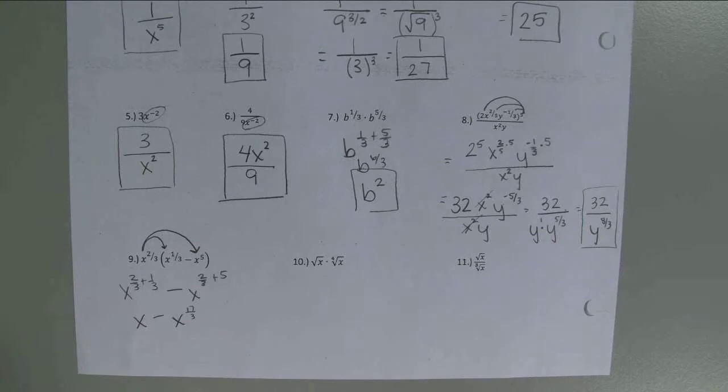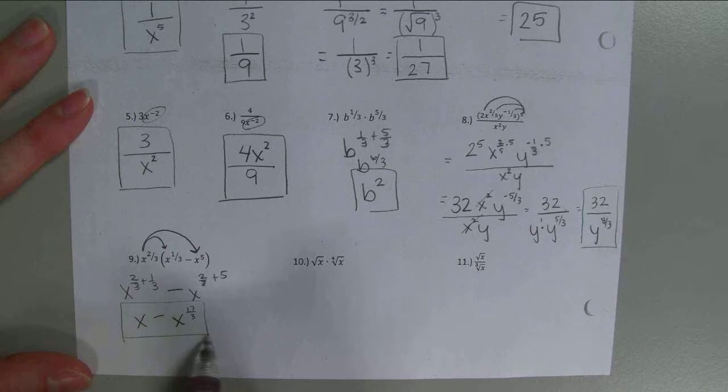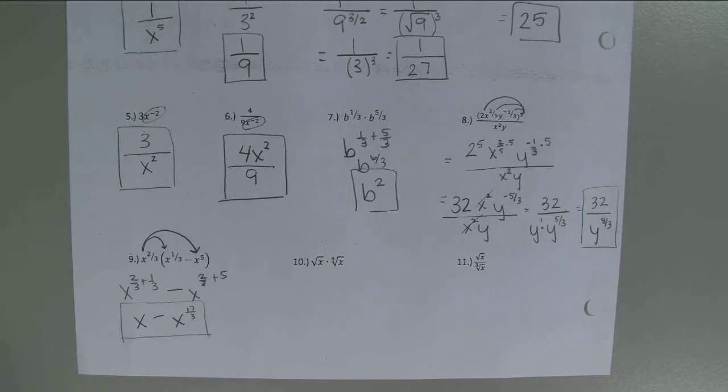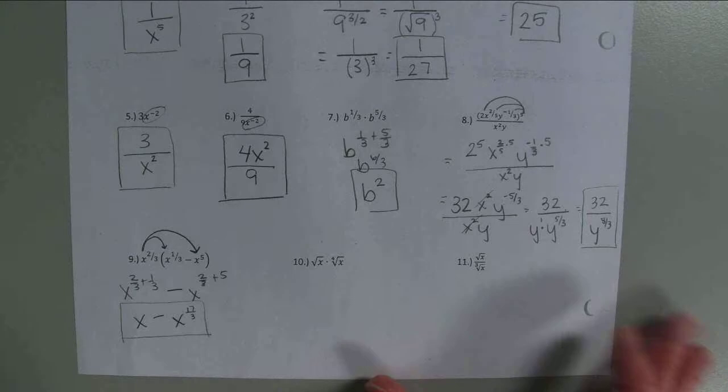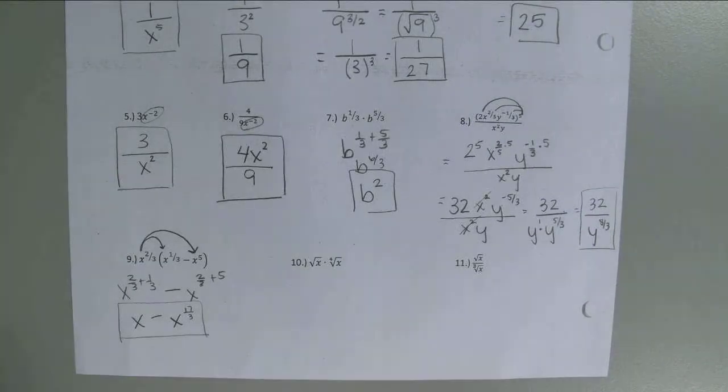These are not like terms, right? X to the first and x to the 17/3 are two completely different things. So they just stay as is. Is that okay? And then these last two guys, we're going to do the same rules we've been using, but we just have to go backwards. We have to change from radicals to exponents, okay?